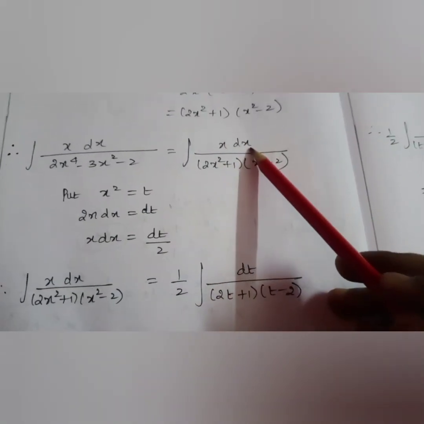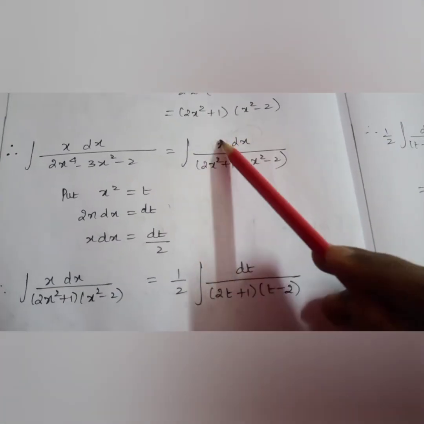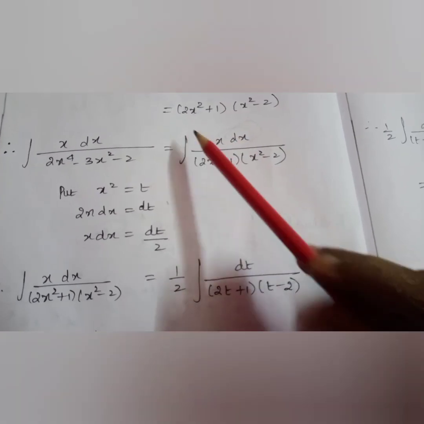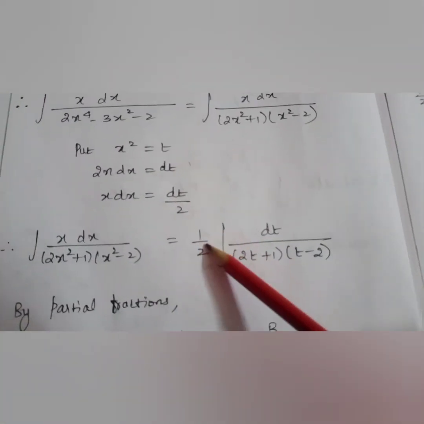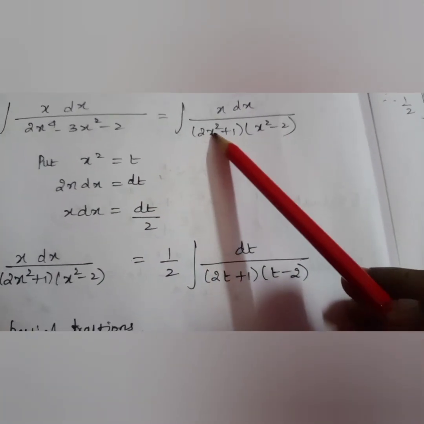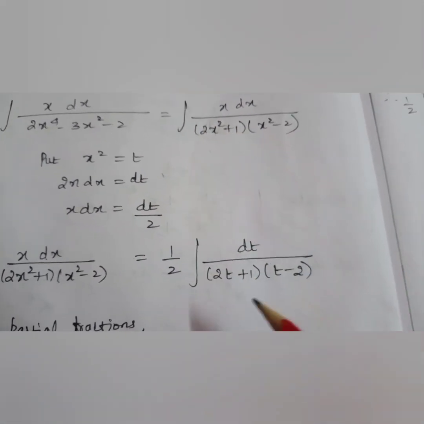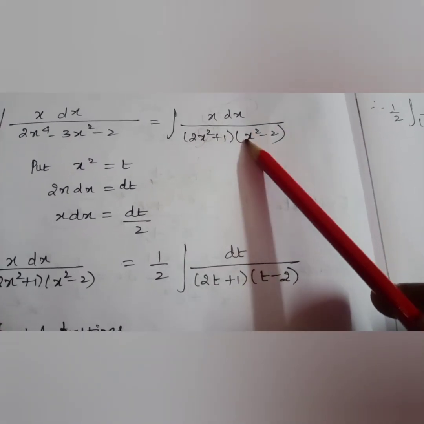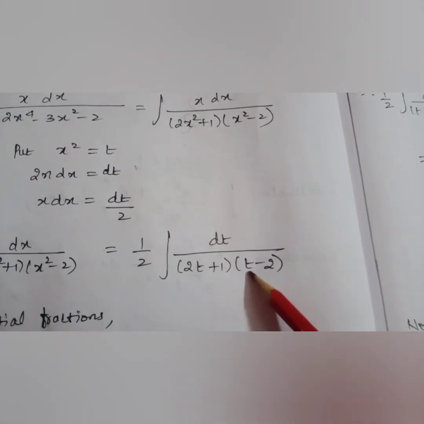Now what will happen to this? This x dx will become dt by 2, that is dt into 1 by 2. So I will take the 1 by 2 outside, I will write the dt here, and instead of x square I can write it as t, so 2t plus 1, and instead of x square I write it as t, so t minus 2.